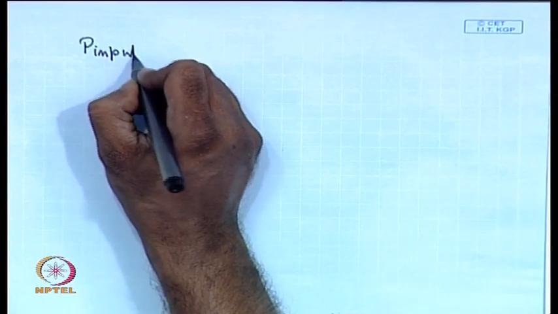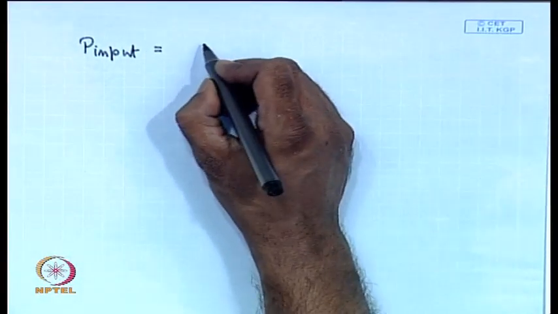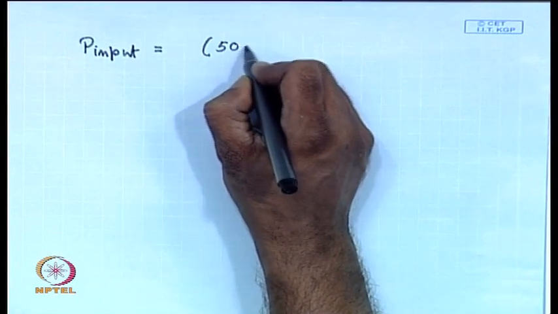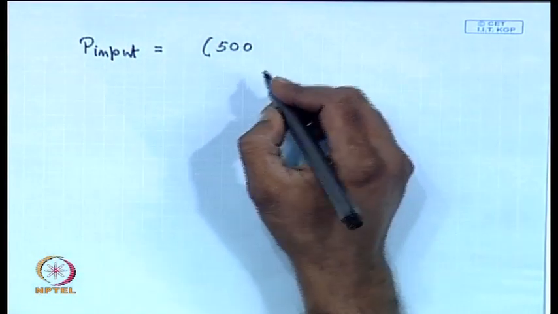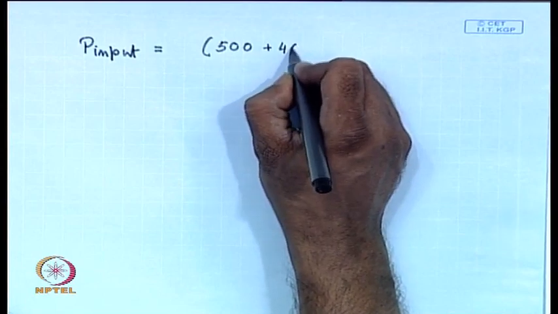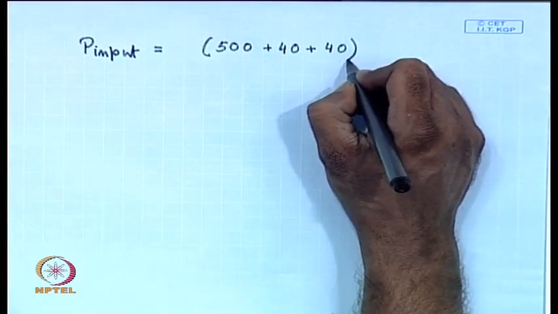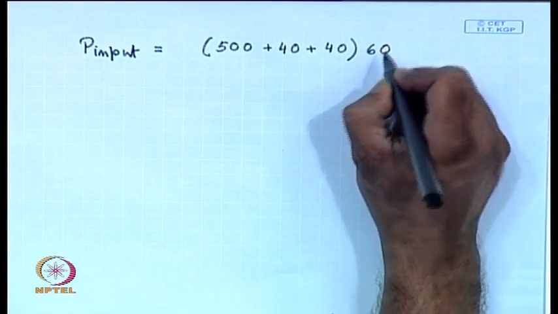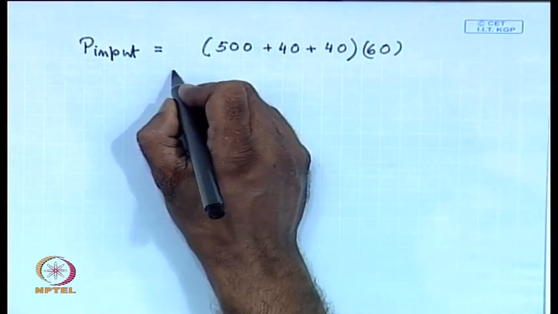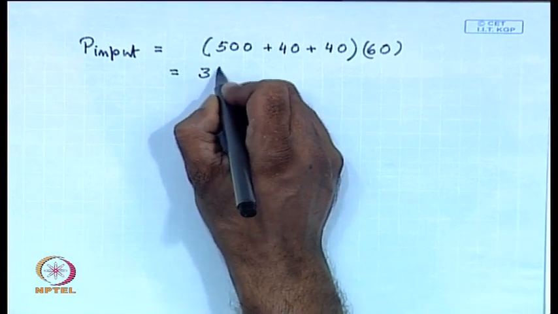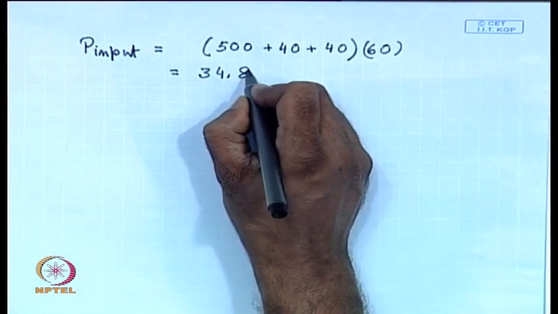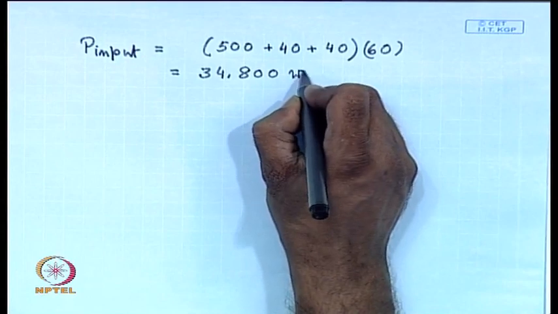So, what is the total power input to the set? P input is equal to the voltage across the motor armature plus voltage across the motor series field plus voltage across the generator series field, into the armature current 60 ampere. This comes to 34,800 watts.